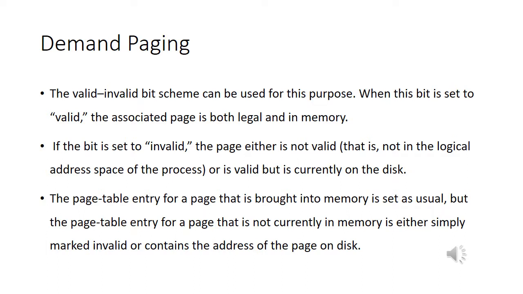Usually the valid invalid bit is stored in the page table. The page table entry for a page that is brought into memory is set as usual, but the page table entry for a page that is not currently in memory is either simply marked invalid or it contains the address of the page on the disk.